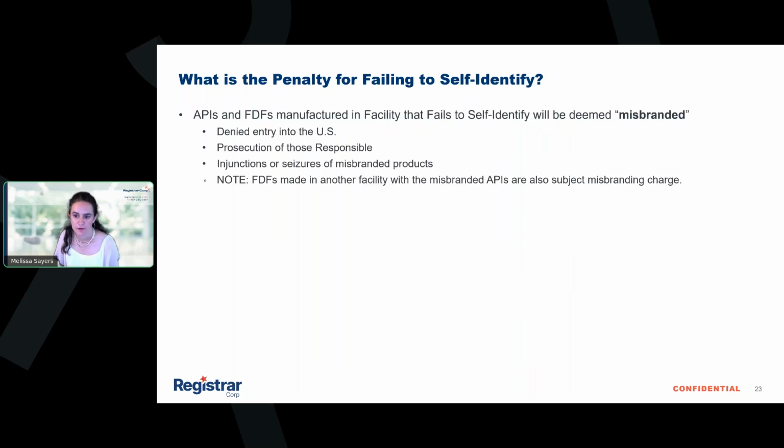Under GDUFA, if a facility fails to self-identify, all finished dosage forms or active pharmaceutical ingredient products manufactured at the facility, and all finished dosage forms containing APIs manufactured at the facility, will be deemed misbranded. It is a violation of federal law to ship misbranded products in interstate commerce or to import them into the United States. Such violations can result in prosecution of those responsible, injunctions, or seizures of the misbranded products. Products that are deemed misbranded because of failure of the facility to self-identify are subject to being denied entry into the United States.